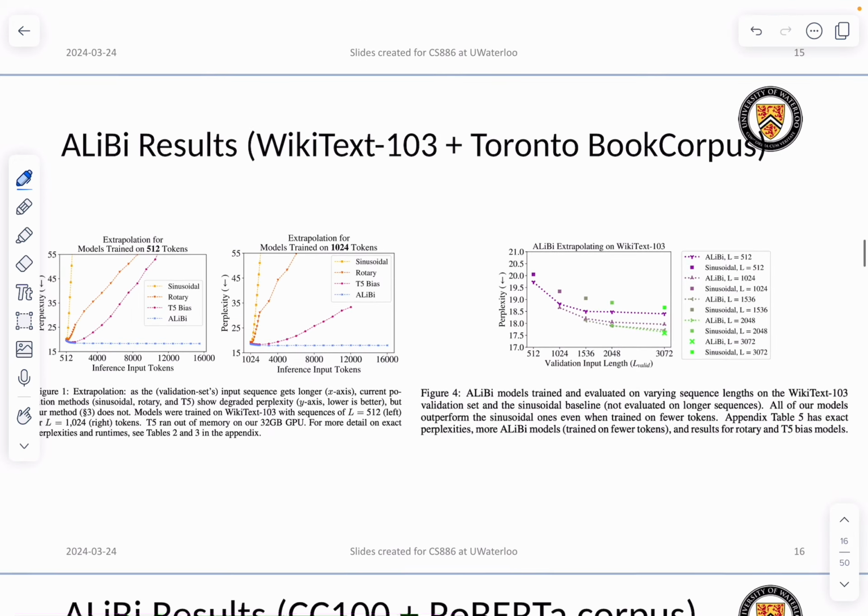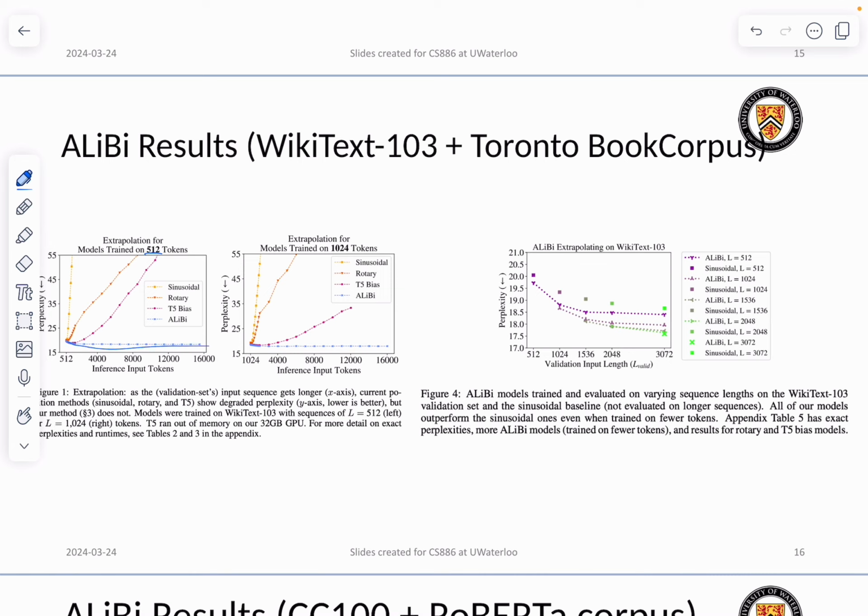They're all trained on 512 tokens here. As you can see, ALiBi stays pretty good, while the others just diverge. And the same here for 1,024 tokens. And here you can see that ALiBi extrapolates pretty well, trained on 512, whereas sinusoidal, when trained on 512, basically performs up to here, and you don't really see the next one because it explodes.